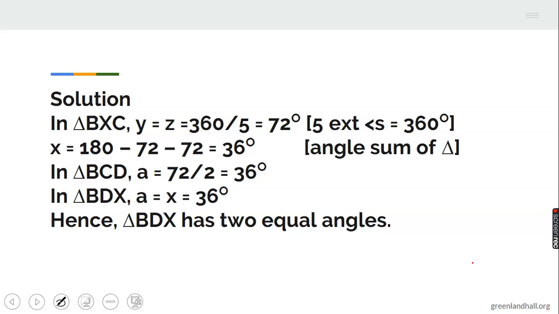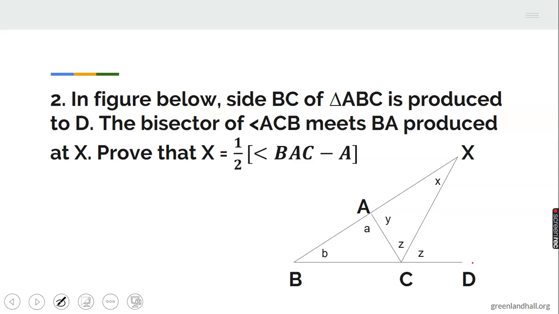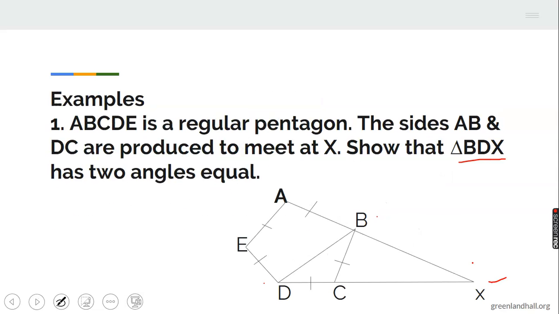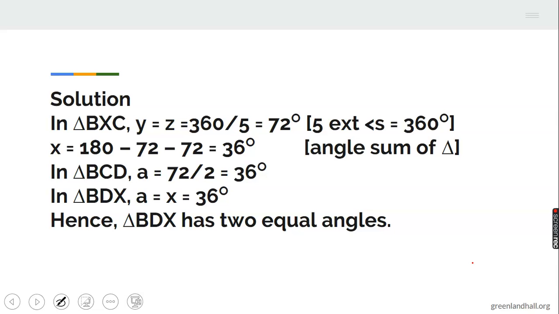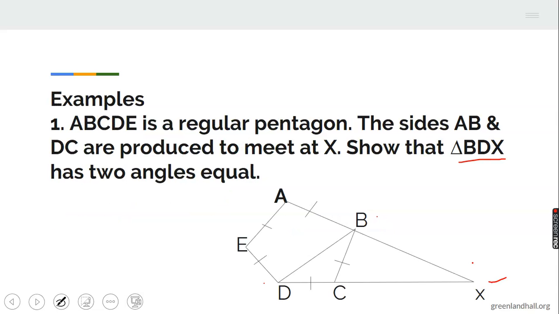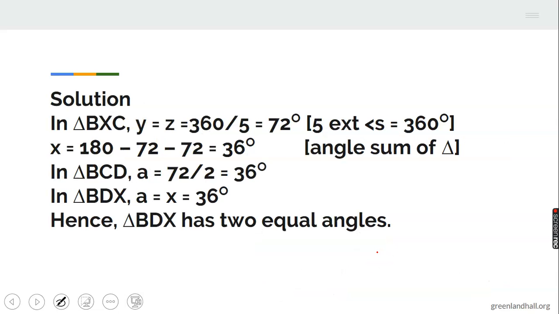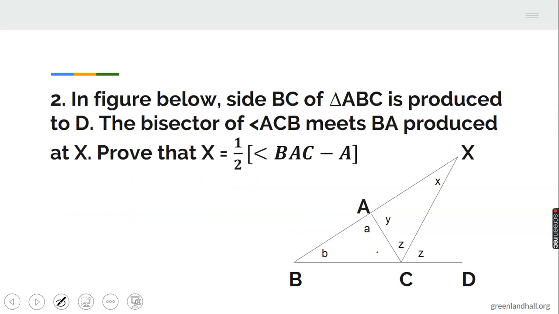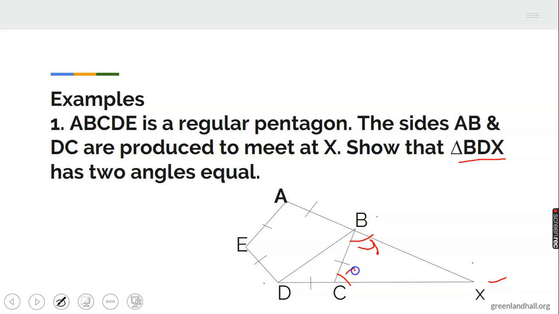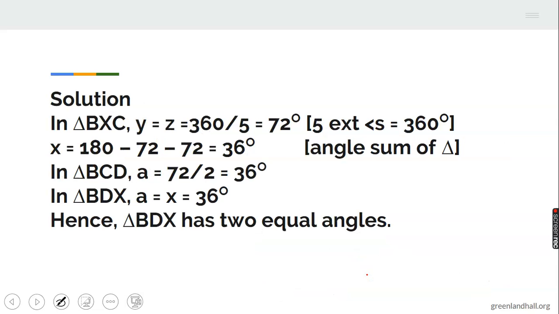And this is what you are expected to know. I call this angle Y. The exterior angle here is Y. This side too will be Y. Call the other one Z. This side Z. Y and Z are equal. All the exterior angles are equal.